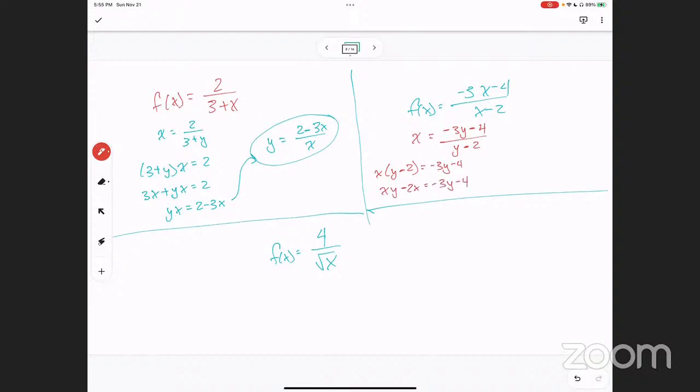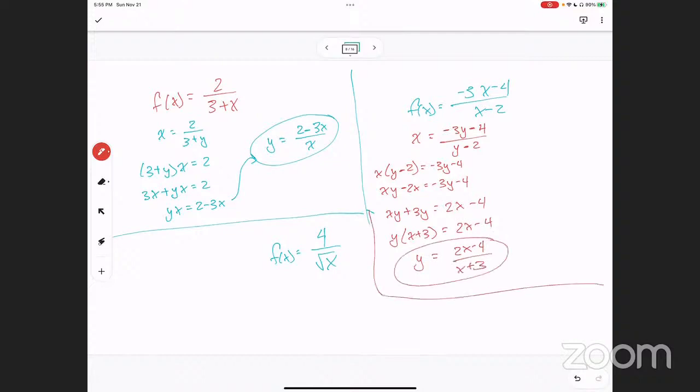And now move the x's together and the y's together. So I'll move the y's to the left side, so adding 3y, and the x's to the right side, so adding 2x. Now I factor out a y. And now I divide. Got it? Okay, for this last one, I'm going to interchange x and y.